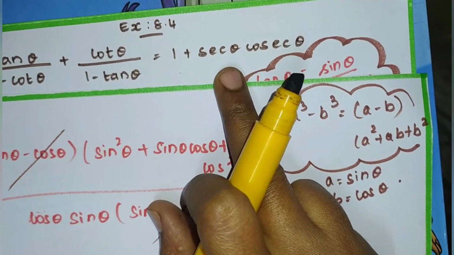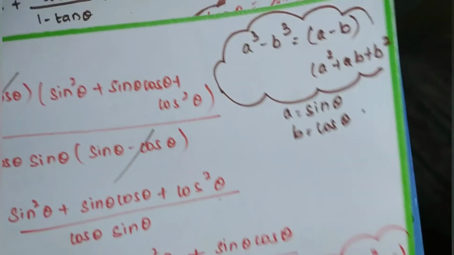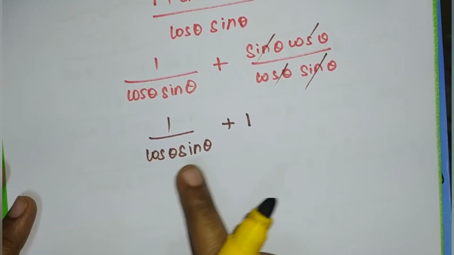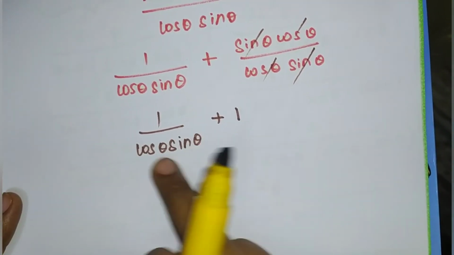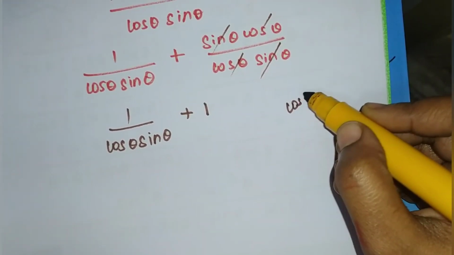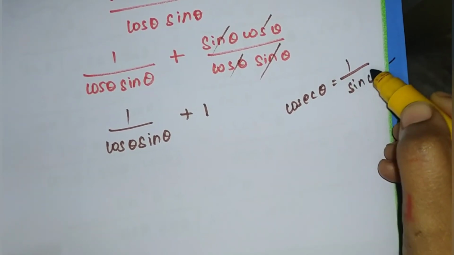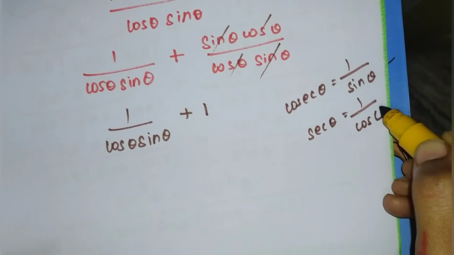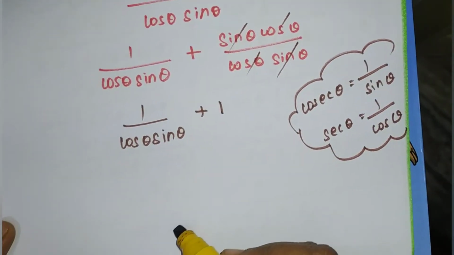But the question has secant theta cosecant theta, and here we have cos theta sin theta. How will we get the cosecant and secant here? Reciprocal formula: cosecant theta is equal to 1 by sin theta and secant theta is equal to 1 by cos theta. We can apply the reciprocal formula. Clear?